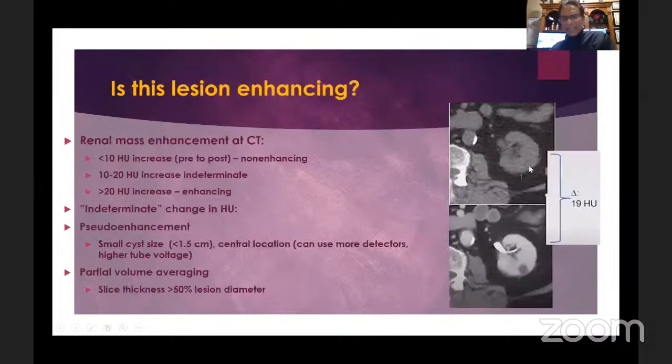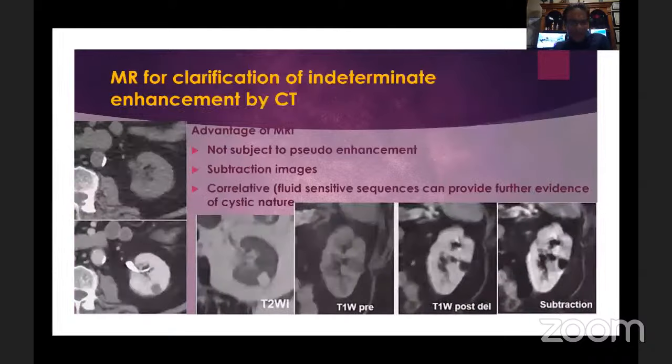So this is a renal mass or renal lesion here. You cannot see it on pre-contrast, but there was a 90 Hounsfield unit increase in density from pre-contrast to post-contrast, which is non-diagnostic. So this is an indeterminate lesion. We also have to remember that smaller cysts, which are intraparenchymal and central in location, can give a false reading because of partial volume artifact for those smaller lesions within the renal parenchyma.